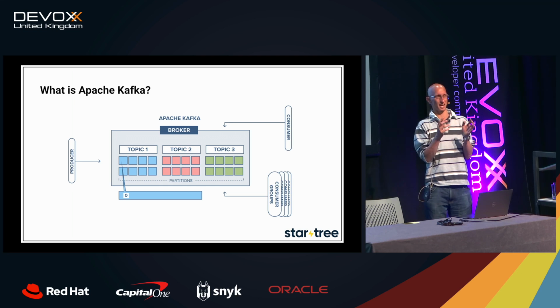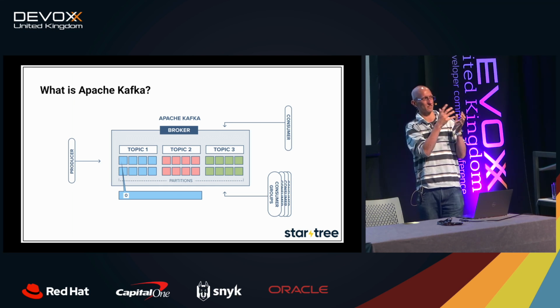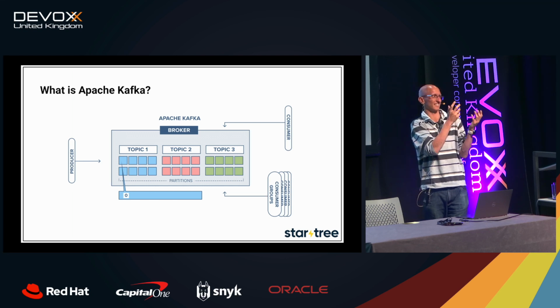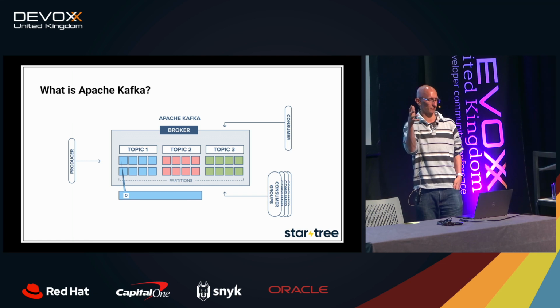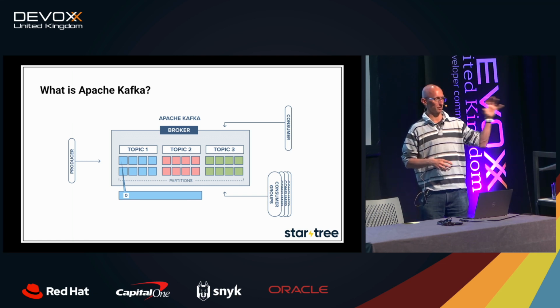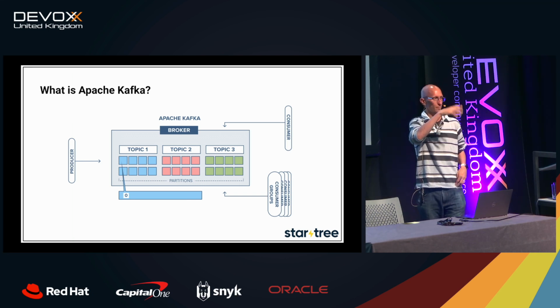So for our purposes, it's a queue of messages, and they're generally going to be events, and they're going to be JSON events. Let's say for the purpose of this talk, we have an infinite stream of these events coming in from somewhere. We've got a producer that's putting those events onto topics. So a topic is like a type of event.